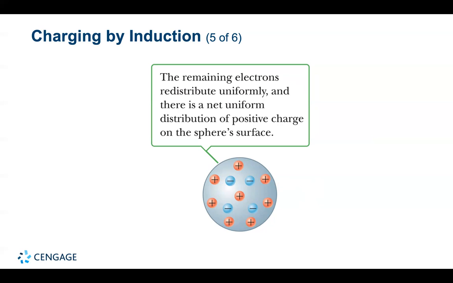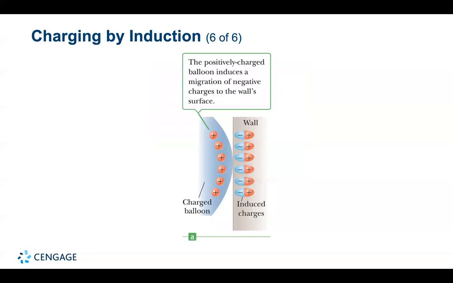Even though the positively charged atomic nuclei remain fixed, this extra positive charge is uniformly distributed over the surface of the ungrounded sphere because the electrons spread out. The charged rubber rod doesn't lose any of its negative charge because it never comes in contact with the sphere, and the sphere is left with a charge opposite to that of the rubber rod. So charging an object by induction requires no contact with the object inducing the charge.